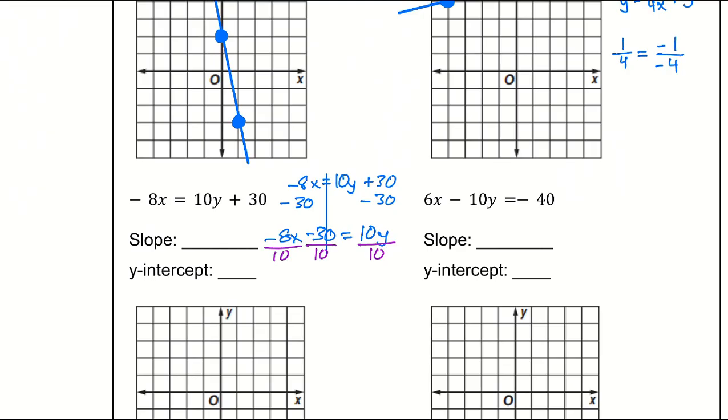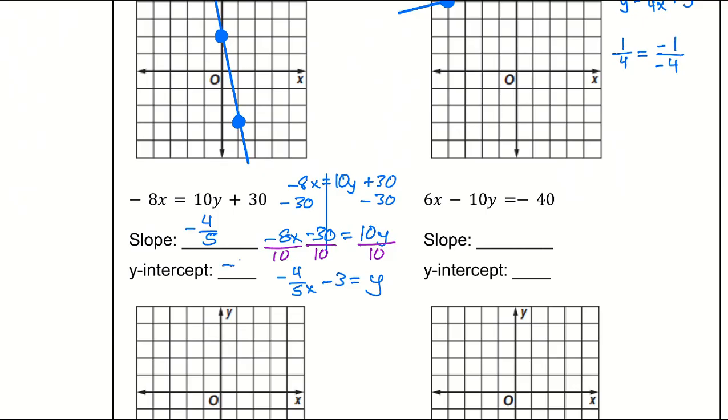Negative 8 over 10, you could leave it as that, but I would definitely simplify it. Negative 8/10 simplifies to negative 4/5 x. Negative 30 divided by 10 is a minus 3. That's going to equal y. I'm going to keep it like this. I don't need to rearrange it for myself. So my slope is going to be negative 4 over 5. And like I said on the front page, you can pick if you want that negative to go with the 4 or the 5. It doesn't matter to me.